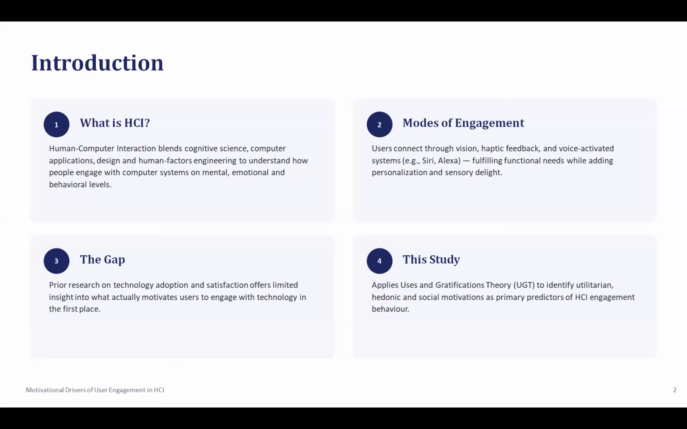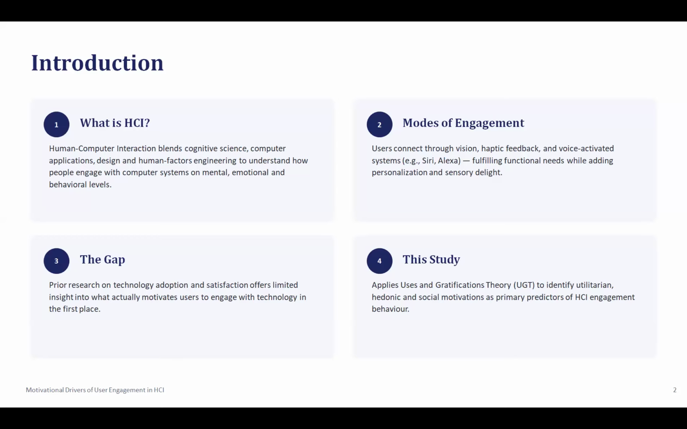The first thing is, what is HCI? What is human-computer interaction? HCI has evolved far beyond the traditional understanding of humans simply using computers as tools. Today, we are not just seeing computers as tools. Today, individuals interact with digital systems through visual interfaces, voice assistants, intelligence applications, recommendation systems, and various forms of personalized technology. Consequently, understanding why users engage with such systems has become an important area of inquiry.